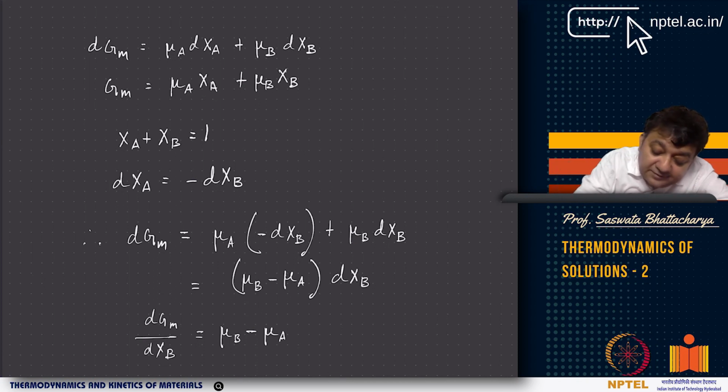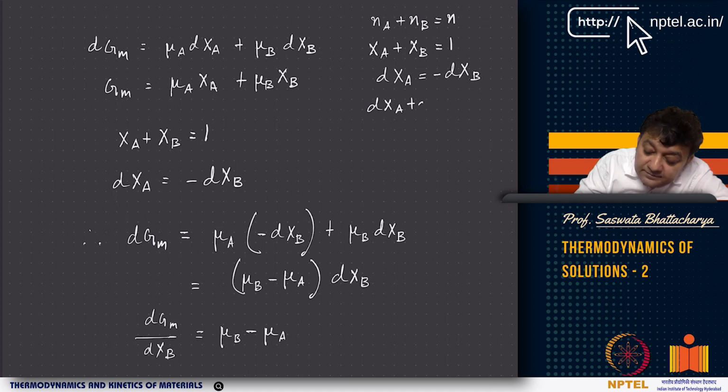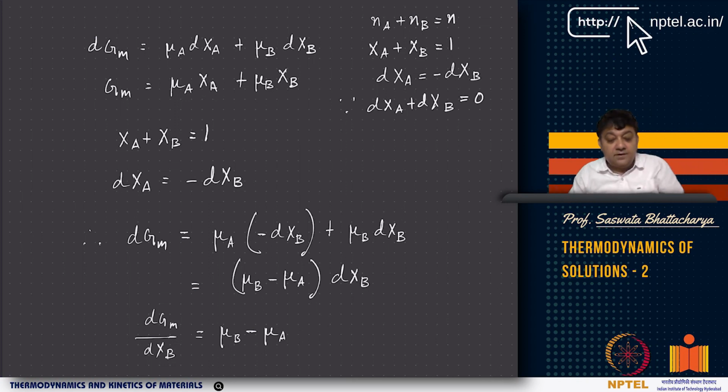Now see, we have changed. Remember, when we did NA plus NB, that was equal to N. But here XA plus XB equals 1, and dXA equals minus dXB, since dXA plus dXB equals 0. So dGM equals mu A times minus dXB, plus mu B dXB.